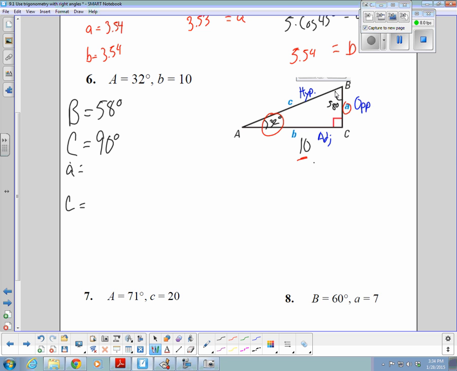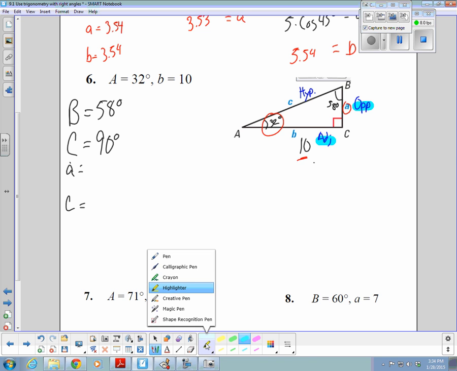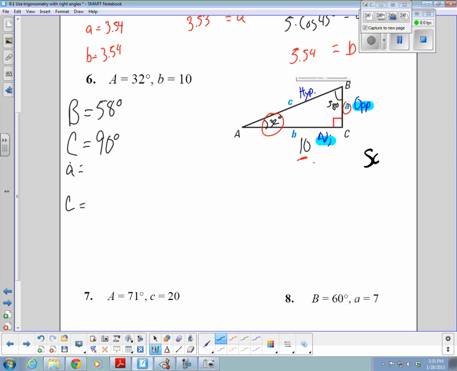So, let me highlight. If I'm using this angle, 32 degrees, and I'm trying to find A, so that's the opposite, and I'm using the adjacent, so I'm using O and A. Which one uses O and A from SOH CAH TOA? Toa. Okay, so which one am I going to use? From the O and the A, that's going to be tangent. Tangent. Okay, so what does it tell me? It tells me tangent of 32 degrees is equal to A divided by 10.